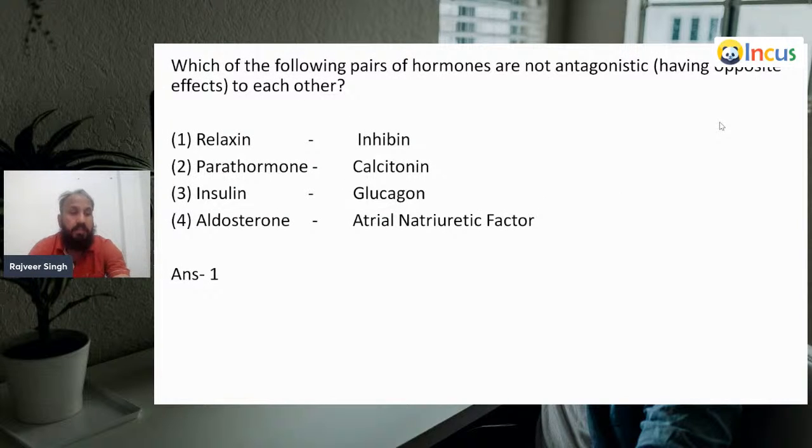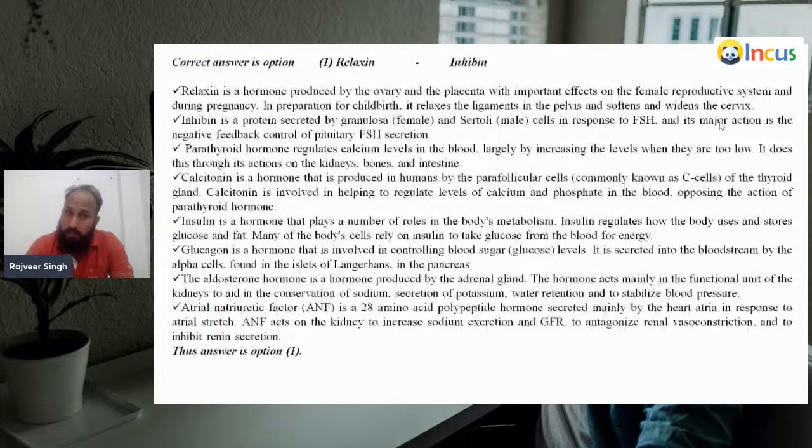Next question: which of the following pairs of hormones are not antagonistic, having opposite effects to each other? Relaxin, inhibin; parathormone, calcitonin; insulin, glucagon; aldosterone, atrial natriuretic factor, ANF. Answer will be first: relaxin, inhibin. Now, what is the reason? Choose the first option.